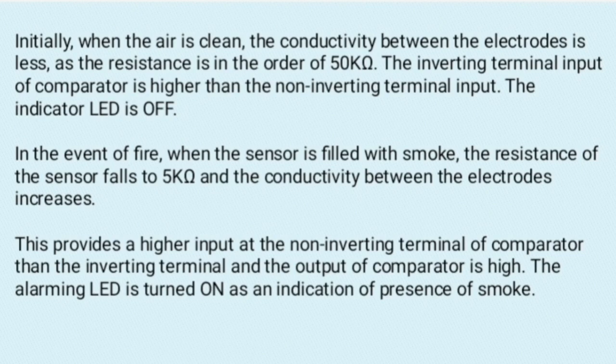In the event of fire, when the sensor is filled with smoke, the resistance of the sensor falls to 5k ohm and the conductivity between the electrodes increases. This provides a higher input at the non-inverting terminal of the comparator than the inverting terminal, and the output of the comparator is high. The alarm LED is turned on as an indicator of the presence of smoke. This is how the smoke detector alarm circuit works.